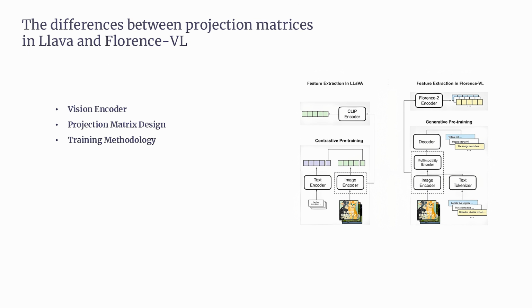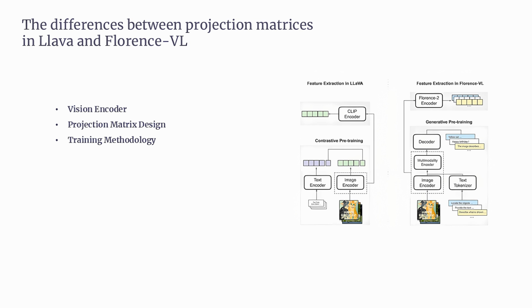In Florence VL, the pre-training is driven by contrastive learning. The model optimizes both visual and textual representations to minimize the distance between them in the shared embedding space. The projection matrix is part of this framework, jointly optimizing both modalities for tasks like image text retrieval and VQA. Unlike LLaVA, Florence VL does not train the projection matrix separately in distinct stages. Rather, both the visual and textual representations are learned together.